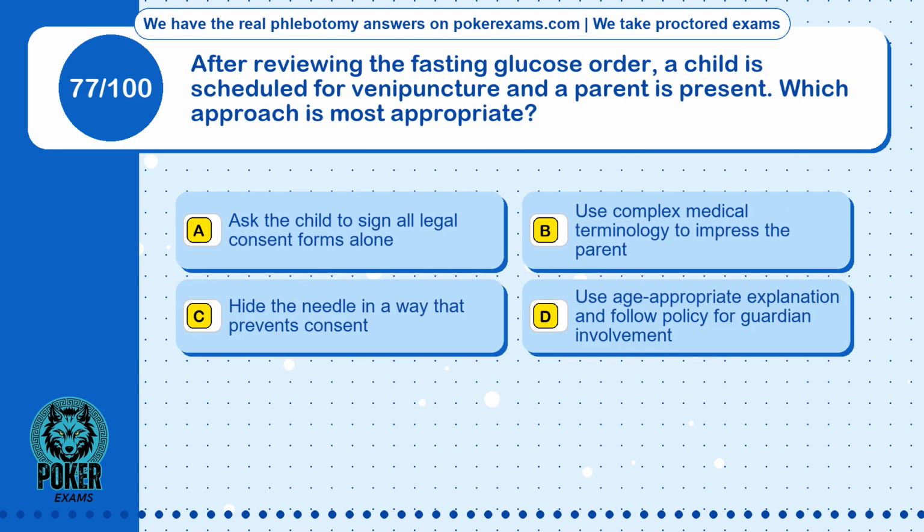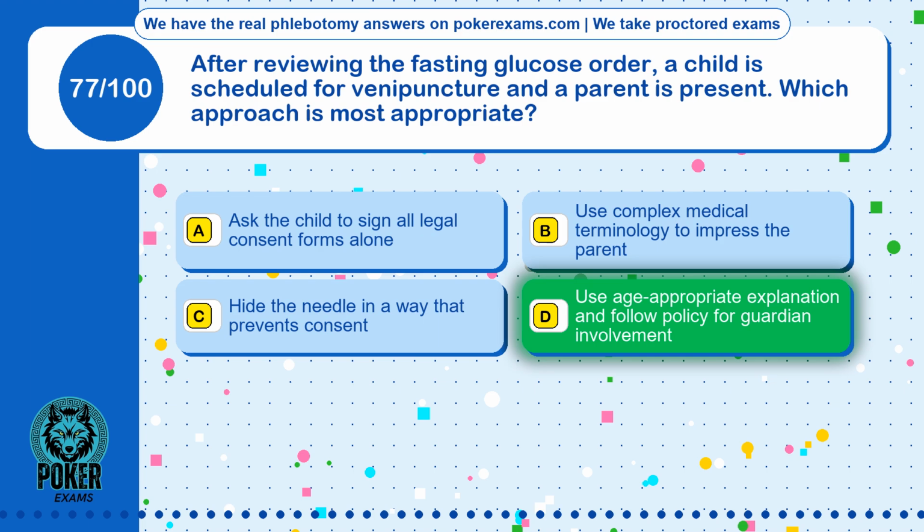Question 77. After reviewing the fasting glucose order, a child is scheduled for venipuncture and a parent is present. Which approach is most appropriate? Option A. Ask the child to sign all legal consent forms alone. Option B. Use complex medical terminology to impress the parent. Option C. Hide the needle in a way that prevents consent. Option D. Use age-appropriate explanation and follow policy for guardian involvement.